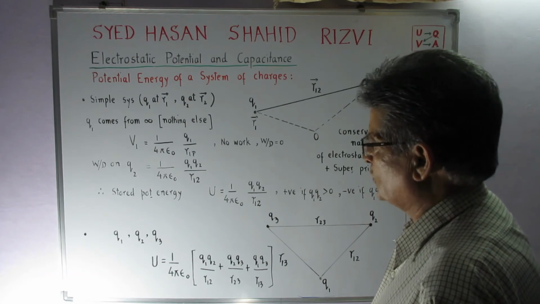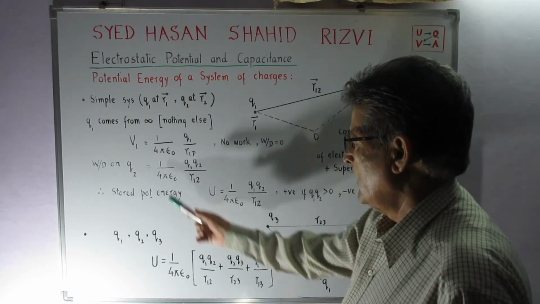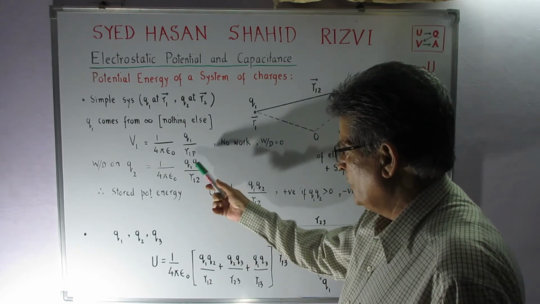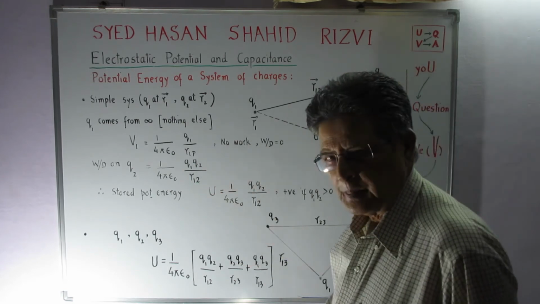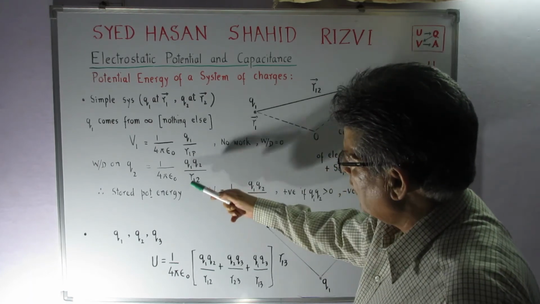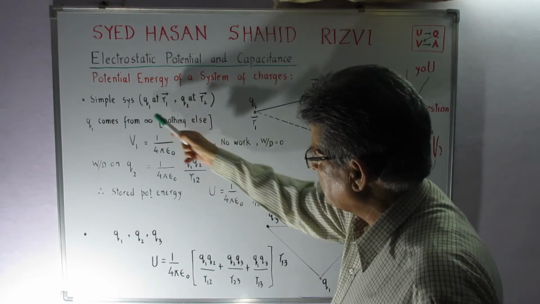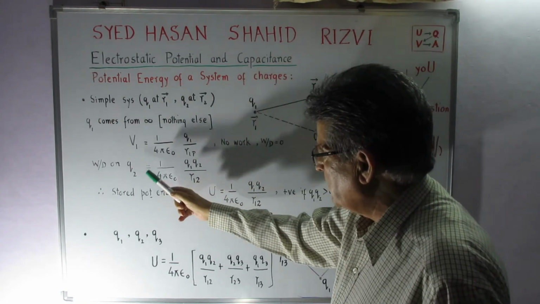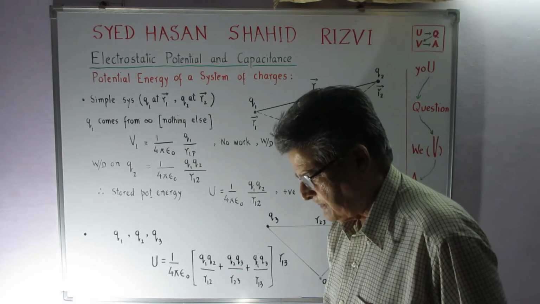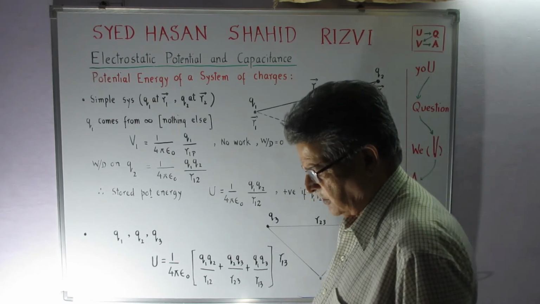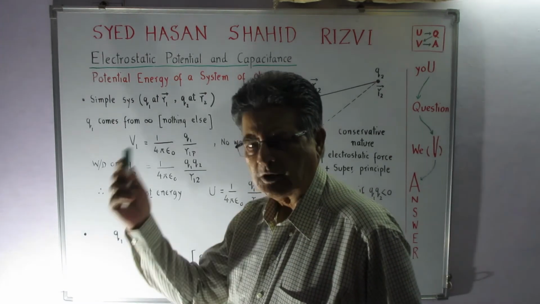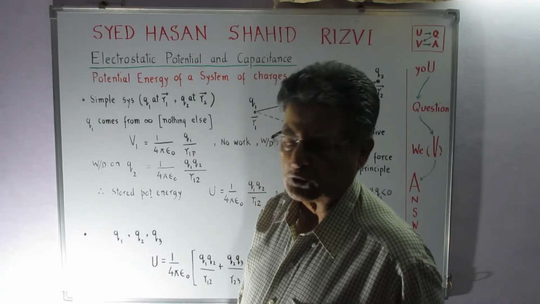And this will be equal to 1 upon 4 pi epsilon naught Q1 Q2 upon R12. So for the system of the two charges, this is only where we have to do the work. We can do the converse. We can first of all bring Q2 and then we can bring later Q1 under the influence of Q2.